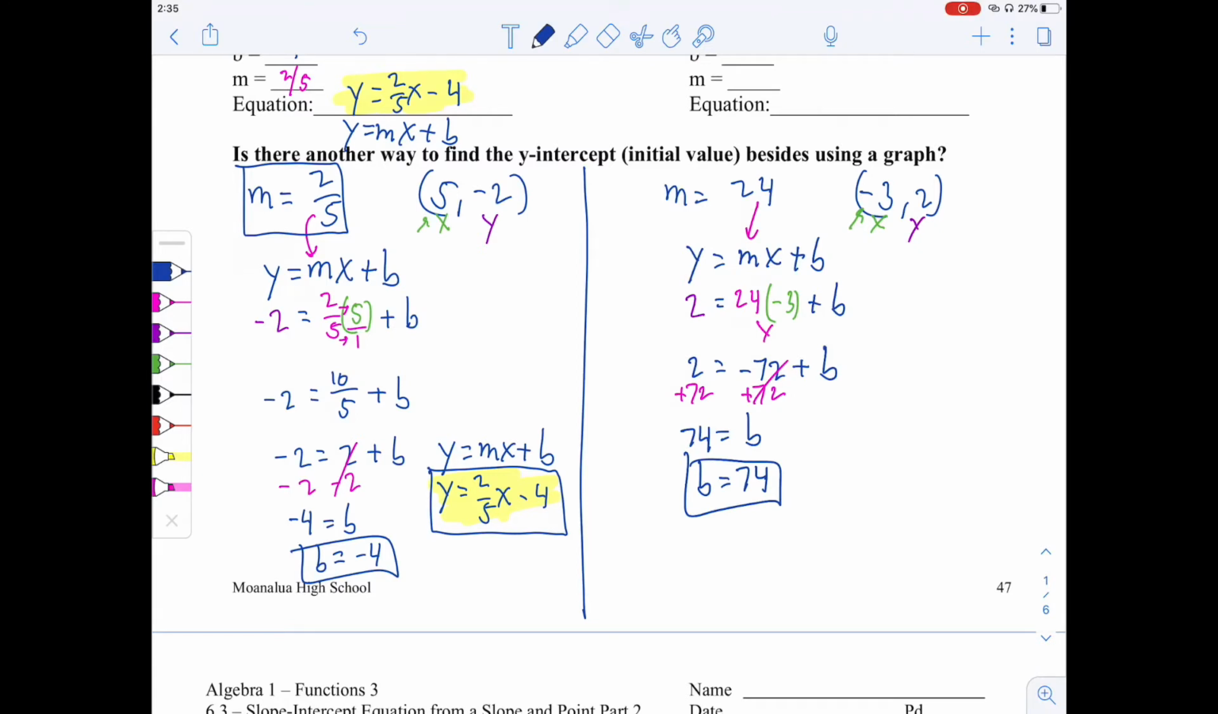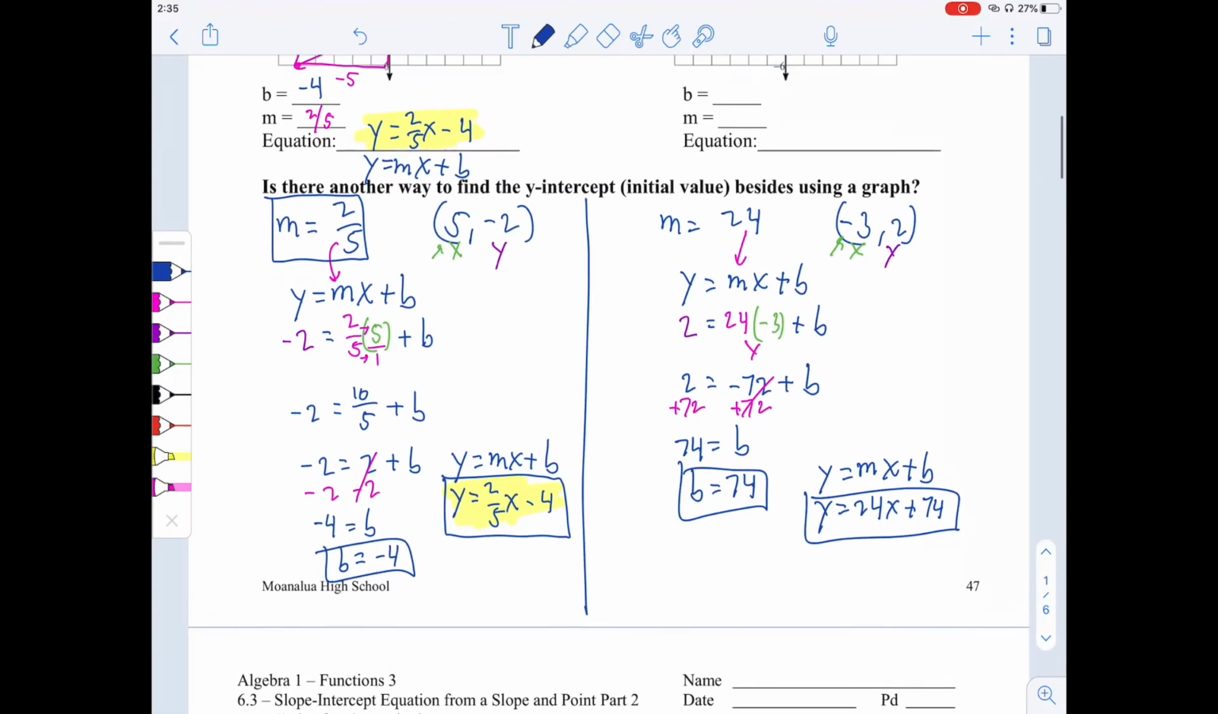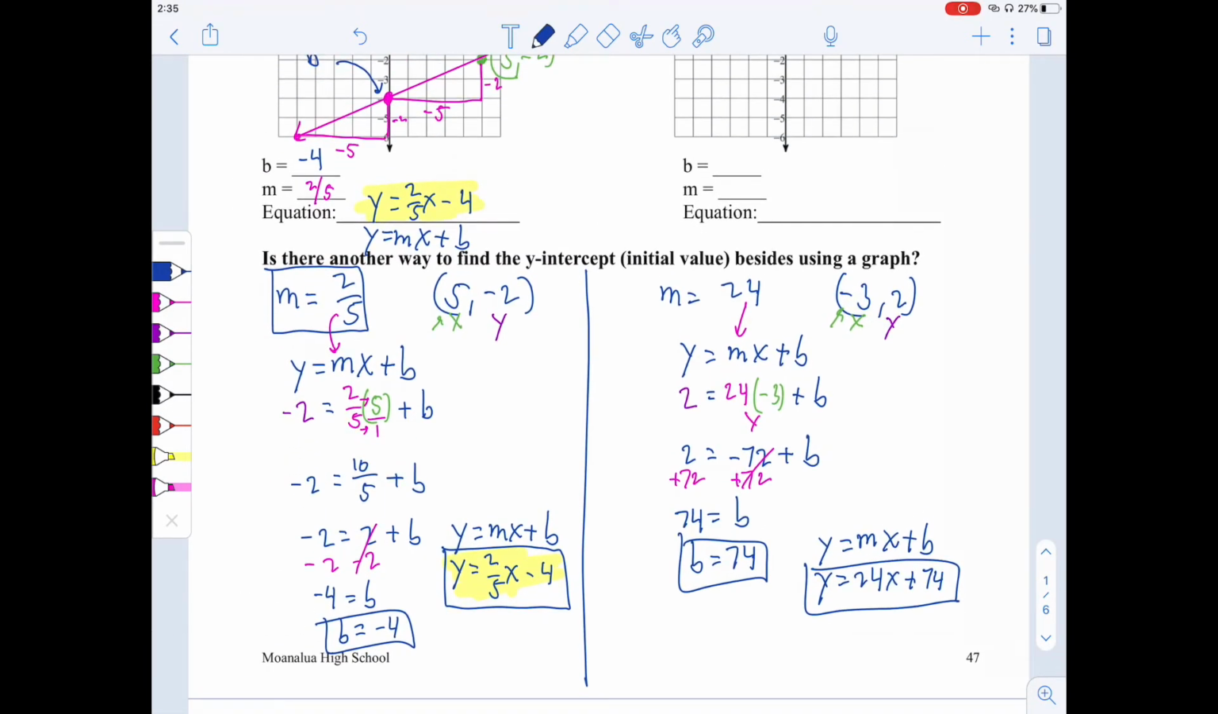So given our equation, it's going to be y equals mx plus b. It's going to be y equals our slope, 24, next to x, and our b is positive 74. And that's our equation. Okay, so our b, our y-intercept, is 74, because that's the end of our equation, our single value, and our slope was given, 24, so our equation is y equals 24x plus 74.